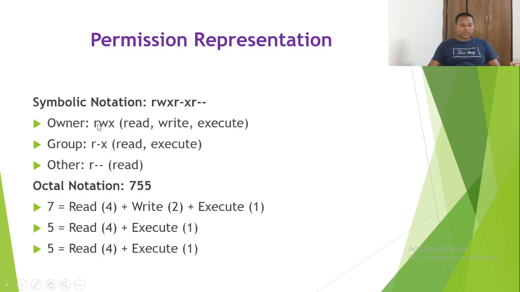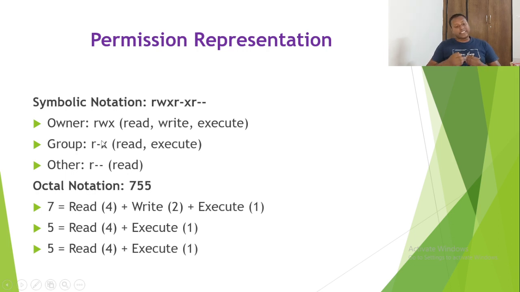I have just copied it here. RWX means this owner has access: the owner can read the file, write the file, and execute the file. But for group, it is read and a hyphen. The hyphen means that for W, write permission is not available.